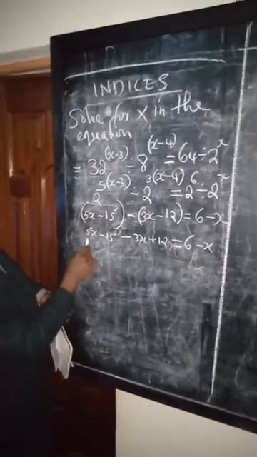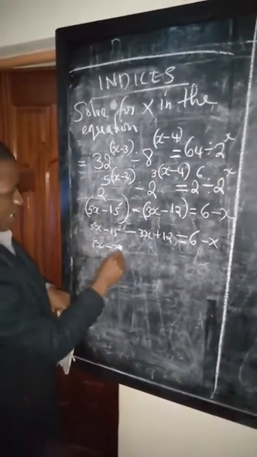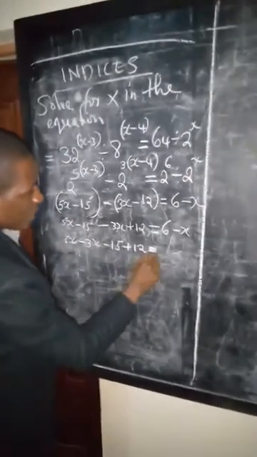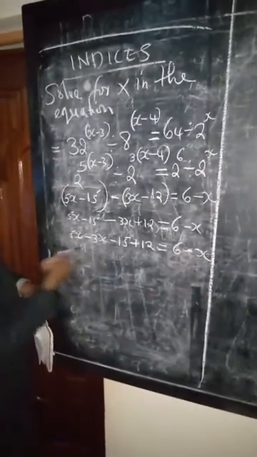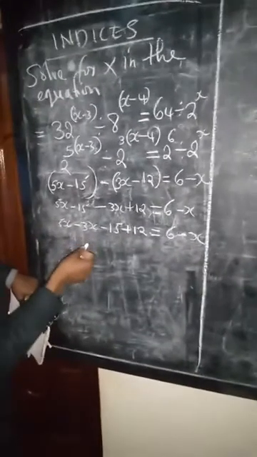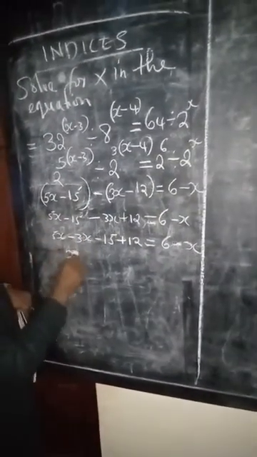When you group the like terms, we have 5x minus 3x minus 15 plus 12 is equal to 6 minus x. From the left hand side, when we subtract these, we shall get 2x.